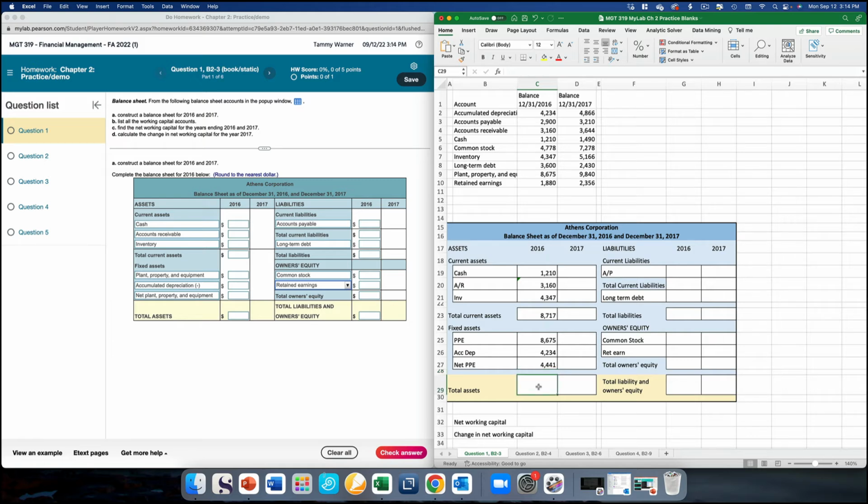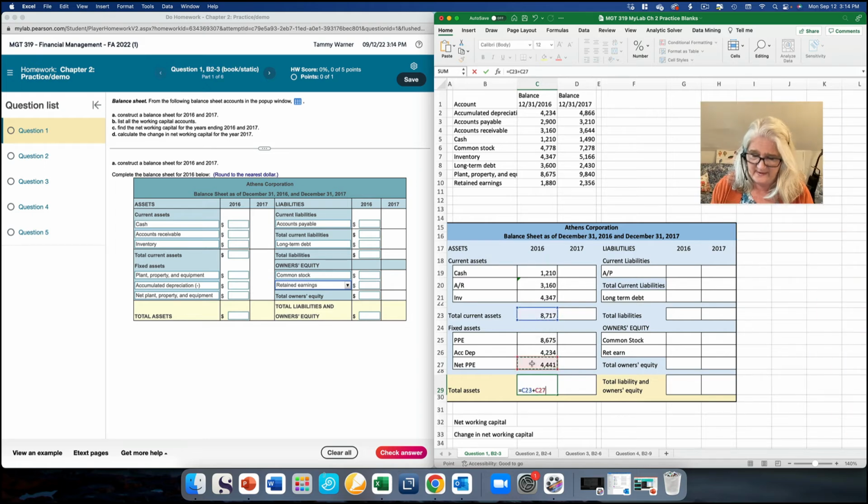So our total assets are going to be, in this case, our total current assets plus the net property, plant, and equipment. Like that. Now, I did that whole column all the way down. Why? Let me show you why. Look at that, people. So you can just copy it right across.